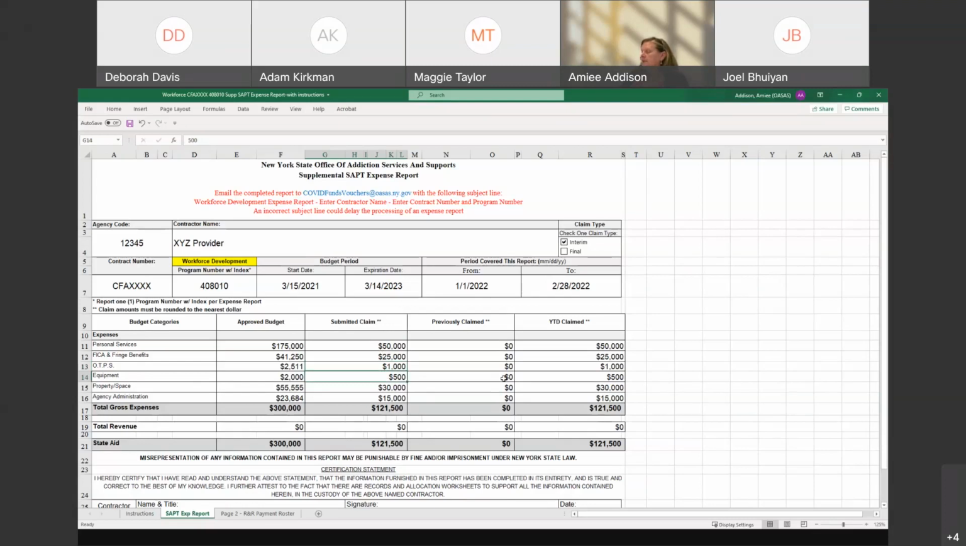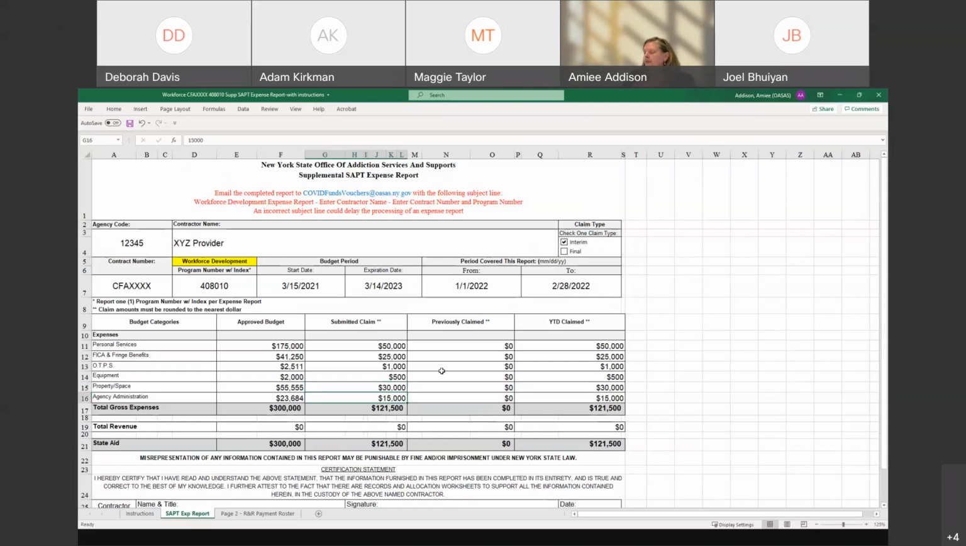Equipment documentation is required. You must submit invoices and backup documentation, including the receipt or other proof of payment to account for the total submitted claim amount for equipment. Property and space, the documentation is required. You must submit invoices and documentation, including receipt or other proof of payment to account for the total submitted claim amount for property and space. An example would be renovation costs.